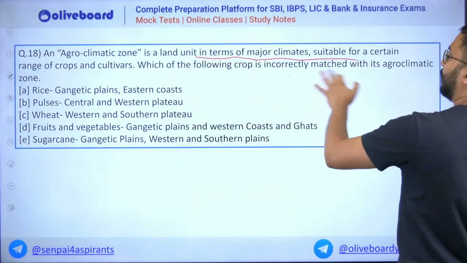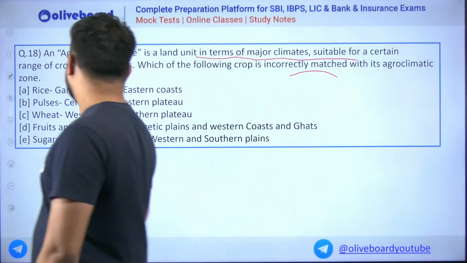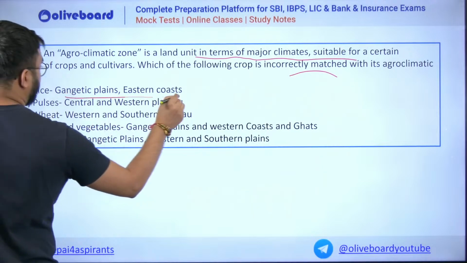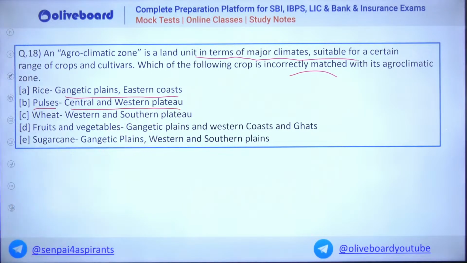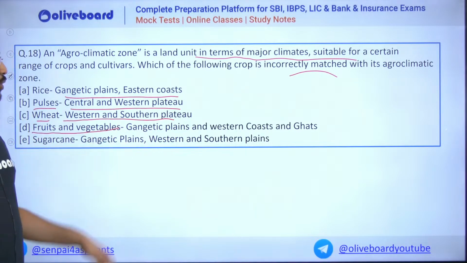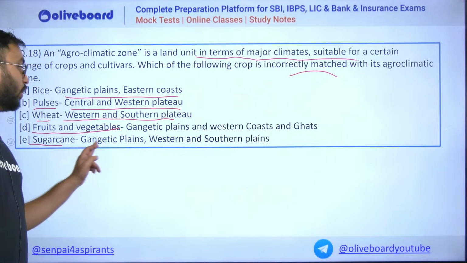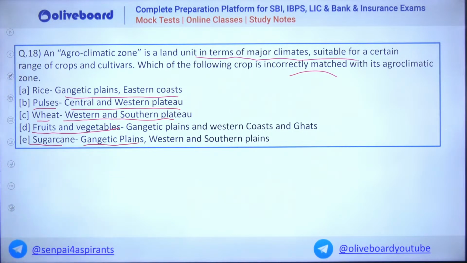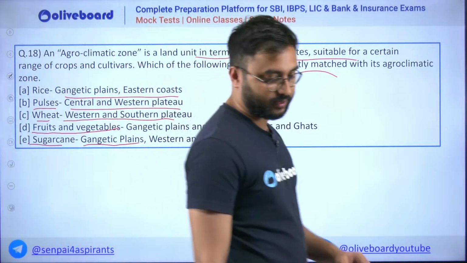Which of the following crop is incorrectly matched with regards to its agroclimatic zone? Rice to Gangetic Plains and Eastern Coast, pulses to Central and Western Plateau, wheat to Western and Southern Plateau, fruits and vegetables to Gangetic Plains and Western Coast and Ghats, sugarcane to Gangetic Plains and Western and Southern Plains. Very important question, try to answer.